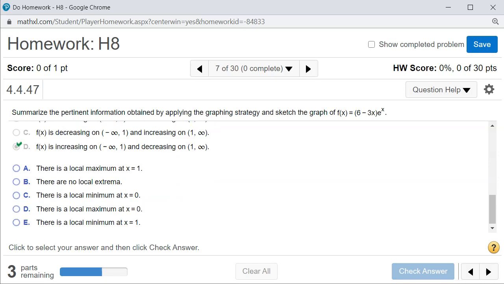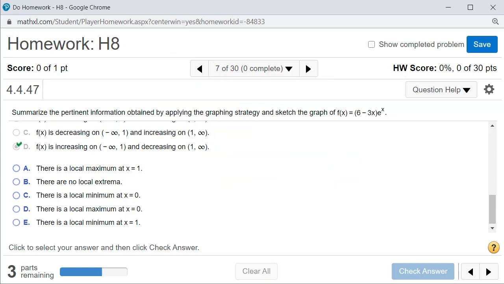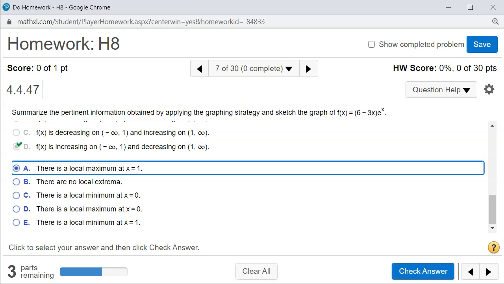All right, then you want to find the local max or local min. So if you look at this, you have basically an increasing picture in the beginning, and after 1, it's a decreasing picture. So you can see that at 1, you're looking at the top of the hill, so you're going to have a local maximum, right? So let's check that. There's a local maximum at 1. So A is the correct answer.